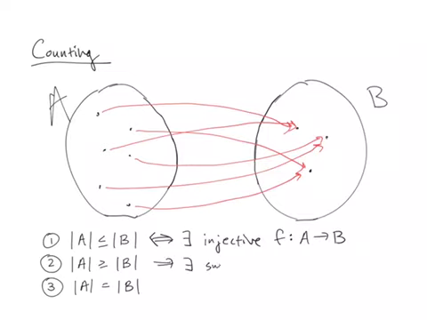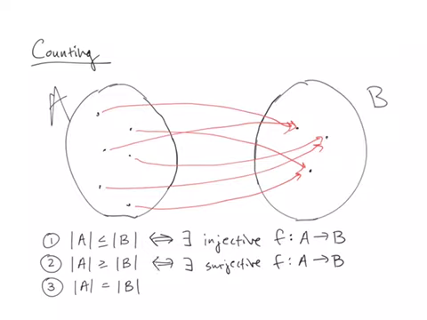So there exists a surjective function from A to B. And if there exists a surjective function from A to B, well, everything in B gets hit. So sort of reversing the arrow, that means that there had to be at least as many things in A to do the hitting. So this also goes both ways.